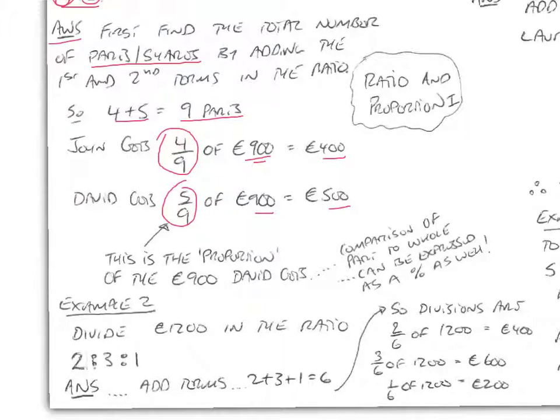And if we just take a moment here, the 5/9 is the proportion of the €900 that David gets, and the 4/9 is the proportion of the €900 that John would get. A proportion is different to a ratio in that a proportion is a comparison of a part, like the 4 or the 5, to the whole. And we can also express a proportion like 4/9 or 5/9 as a percentage, if we multiply either of those fractions by 100, to get a percentage of the 900.